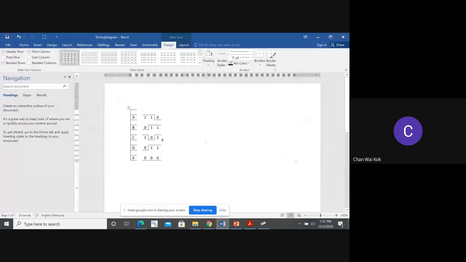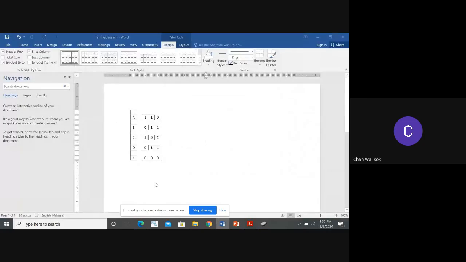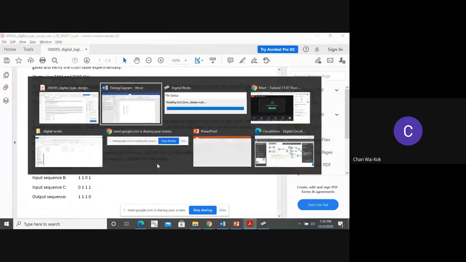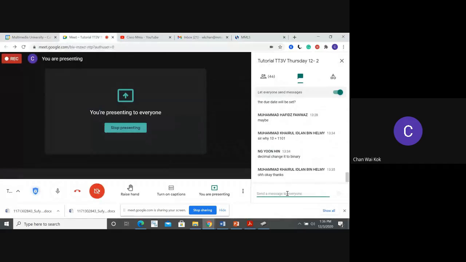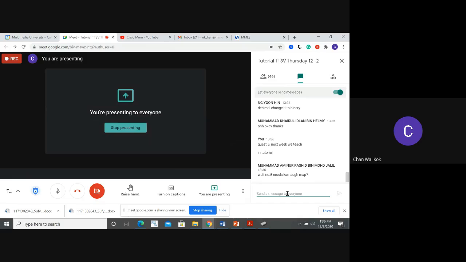Okay, but you can draw it by hand. You can repeat it for the AND and NOR gates. Question number 5, you need Karnaugh map, so you cannot do it yet. Question number 5, next week we will tell. Right. Anything?